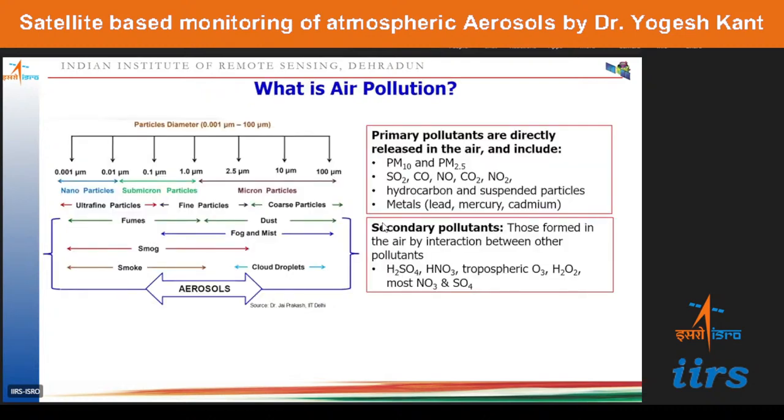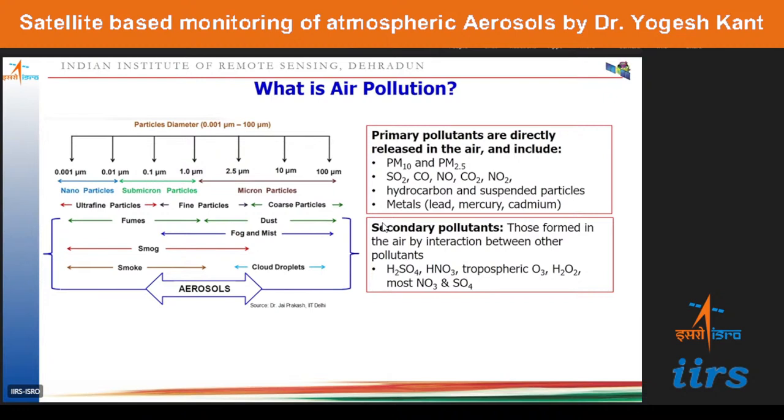Now, we see what is air pollution. These are the airborne particulates which are there in the atmosphere, and the concentration of which endangers the health and well-being of different organisms on the earth. Aerosols are a class of particulates in the atmosphere. They have different sizes, defined from 0.001 micron to 100 microns.